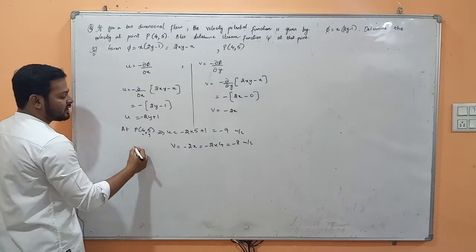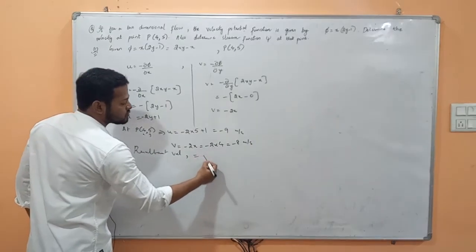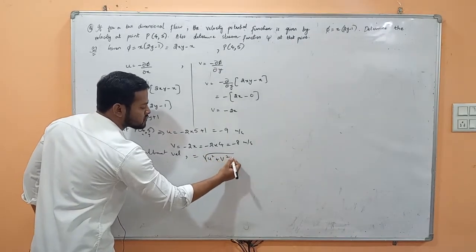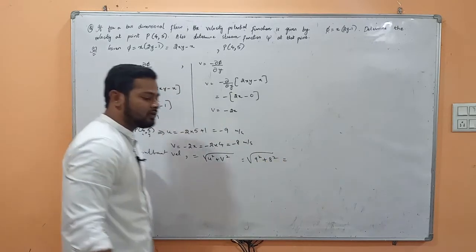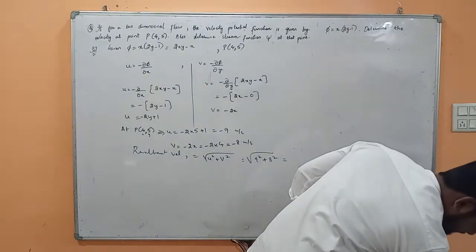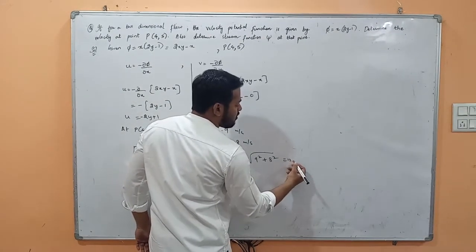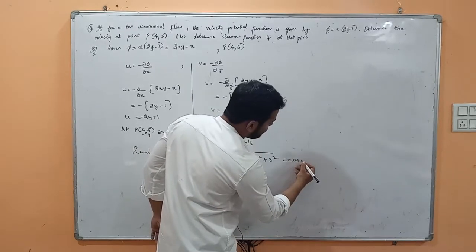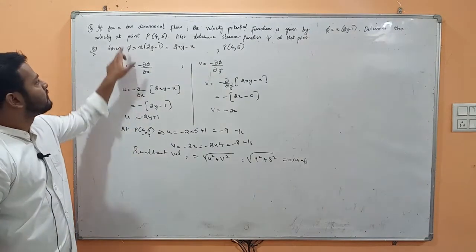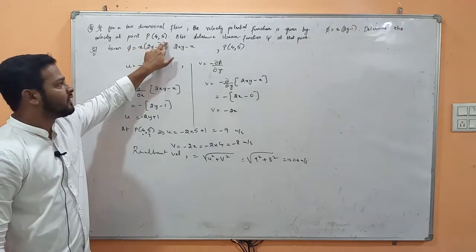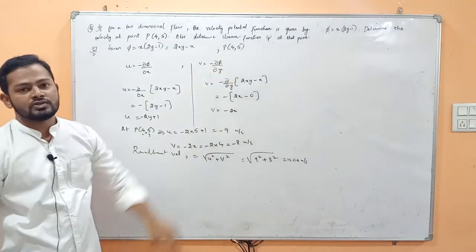You can also find out the resultant velocity. So resultant velocity is equal to under root of u square plus v square. So that's under root of 9 square plus 8 square. You can find out this value in the calculator, and that's coming out to be 12.04 meter per second. So that's the first half of the problem, where you have to find out the velocity at point 4, 5.